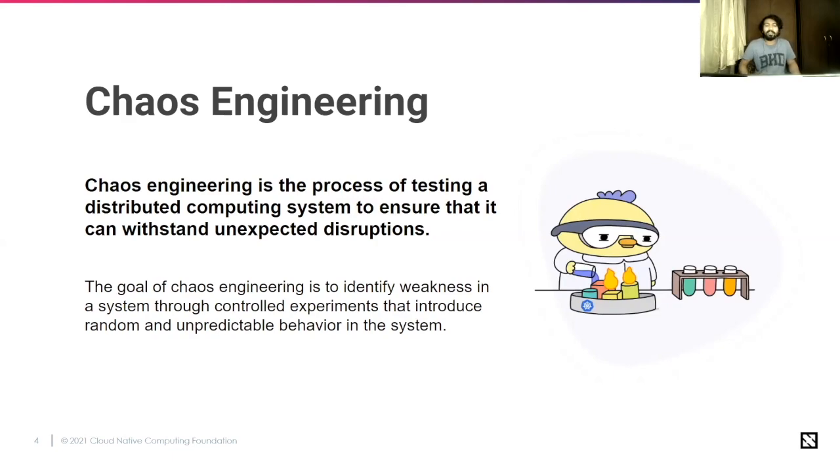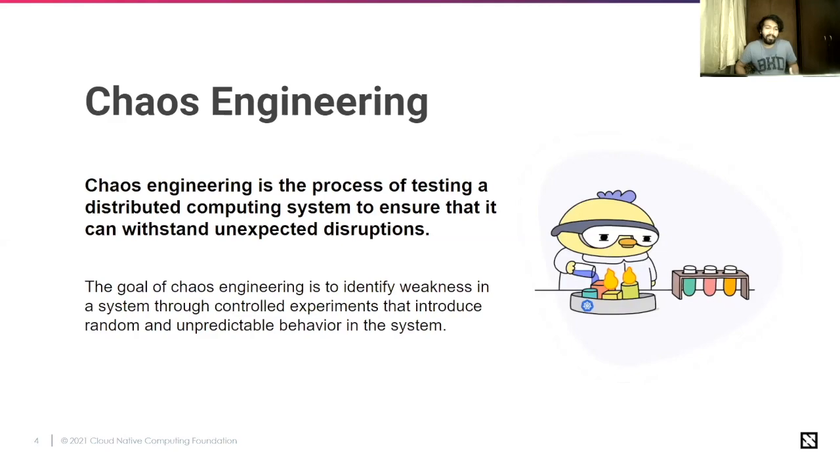That is where chaos engineering first came into play. It was just the process of testing an architecture or a computing system so that it can withstand unexpected or chaotic situations. That is how the name chaos engineering came into play: you need to understand what happens if there is an abrupt situation, a downtime or an outage.